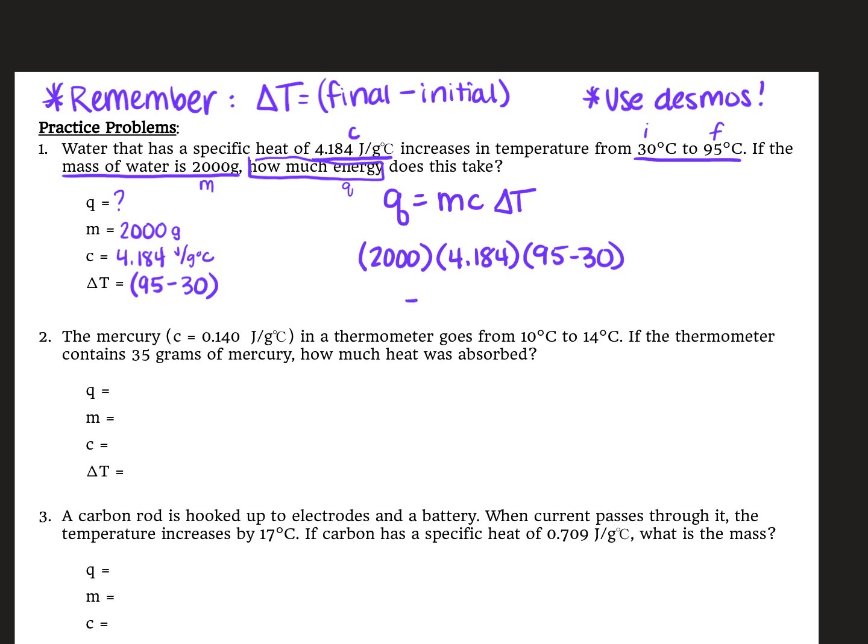Okay, when we put it in the calculator, we will get 543,920. So that is 543,920. And because we found Q, we will put J for joules. And that is our answer. Let's try number 2.